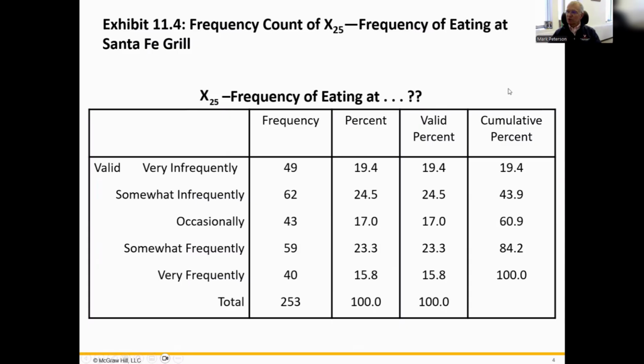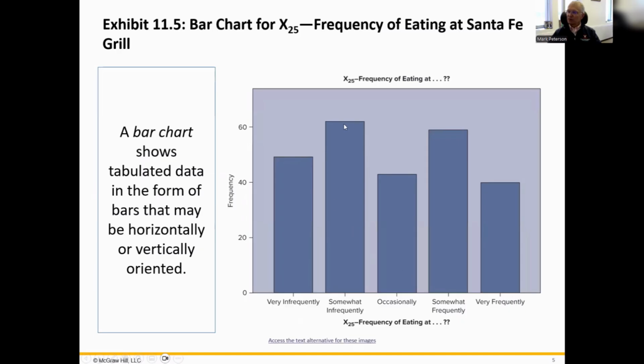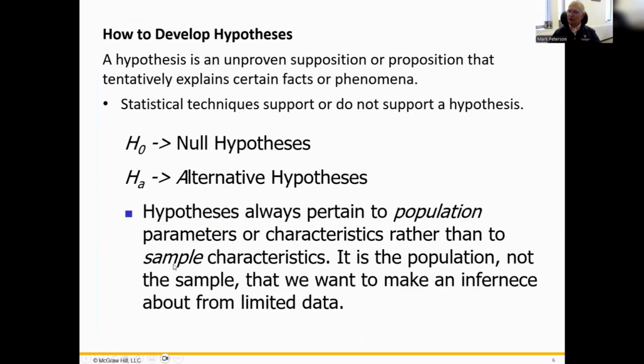So we have a frequency distribution here, frequency of eating at whatever restaurant it is, Santa Fe Grill. Very infrequently is the first category. The second, somewhat infrequently, then occasionally, somewhat frequently, and very frequently. So we have a 5-category or 5-point scale variable used there. And we see the different percents here. It looks like the modal value here is somewhat infrequently. When we look at how this looks, it is the modal value, but somewhat frequently is just behind that. So it almost looks like a bimodal distribution. We have 2 humps in your data set here, and the bar charts depict that for us.